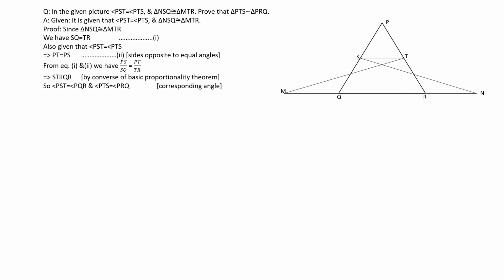When ST is parallel to QR, we have angle PST and PQR as the corresponding angles. Likewise, angle PTS and PRQ are also corresponding angles. Hence, they are equal.